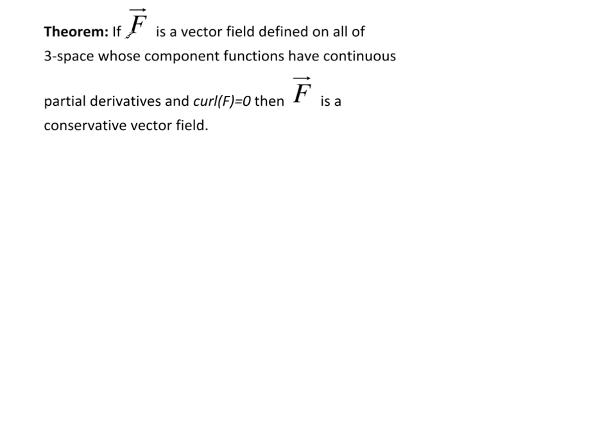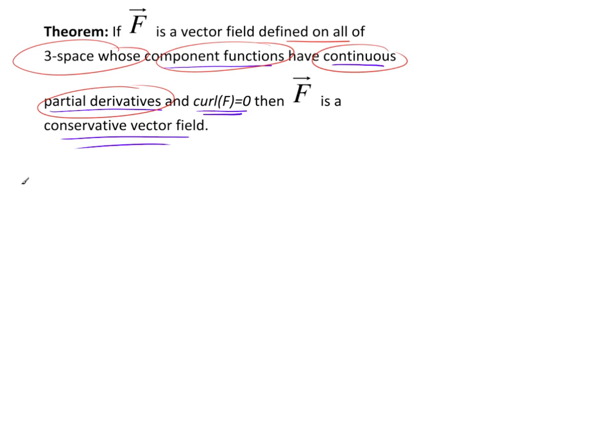So here's another theorem. If F is a vector field defined on all of 3-space whose component functions have continuous partial derivatives, and this is what we're adding here, then if the curl of F is 0, we can say that this vector field F is in fact a conservative vector field. So what we added is defined on all of 3-space and the component functions having continuous partial derivatives. Now under those conditions we can say that if the curl is 0, then the vector field is in fact conservative.